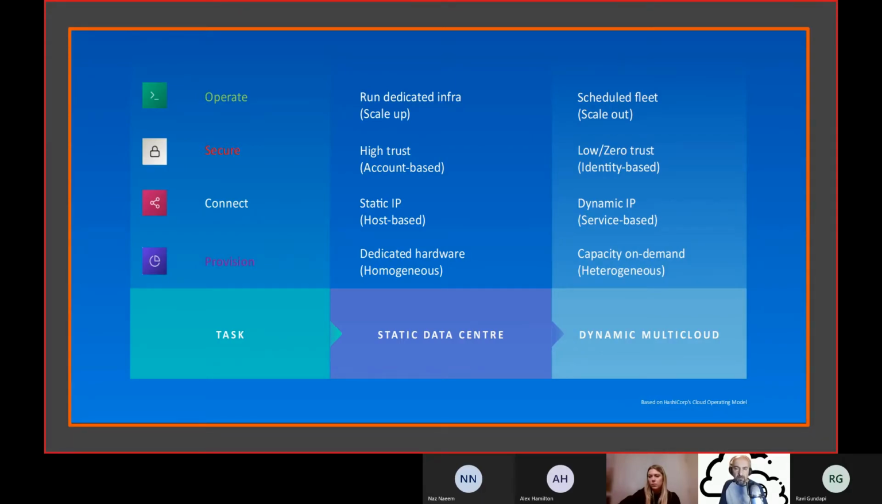And those are actually the ones that probably change the most when you migrate from the data center into a multi-cloud environment.